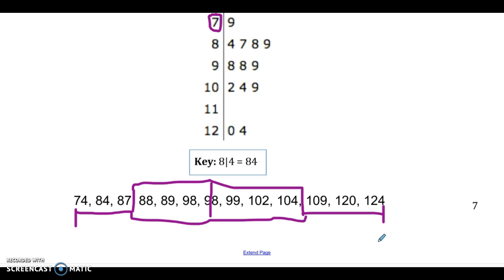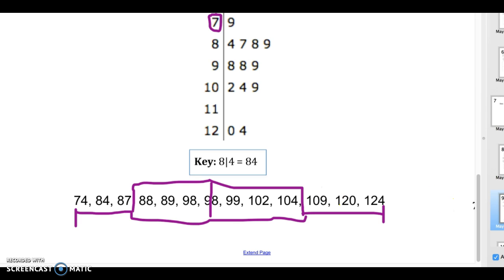Now our IQR, on the other hand, we're going to have to take this Q3, which is 106.5, and subtract the 87.5 from it in order to get our IQR. Again, our median is 98. Sometimes that's referred to as the Q2.